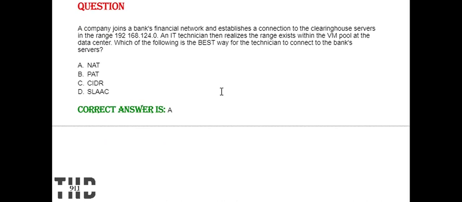The company joins a bank financial network and establishes a connection to the clearing house servers in the range. Please have a look at the given IP address. An IT technician realizes the range exists within the VM pool at the data center. Which of the following is the best way for the technician to connect to the bank servers? Option A, NAT. Option B, PAT. Option C, CIDR. Option D, SLAAC. The correct answer is option A.